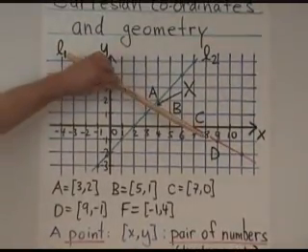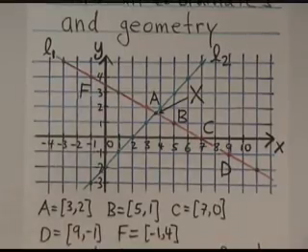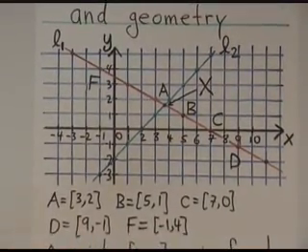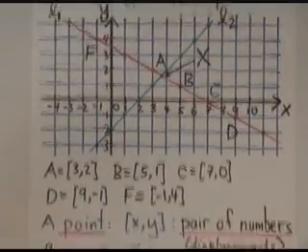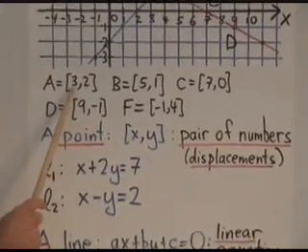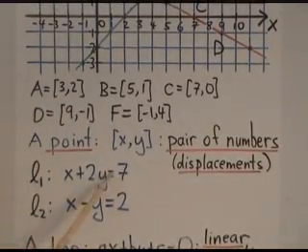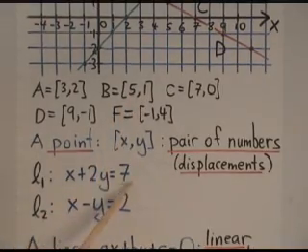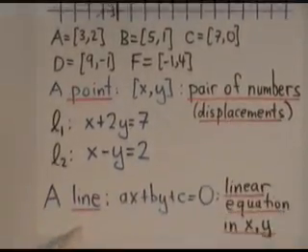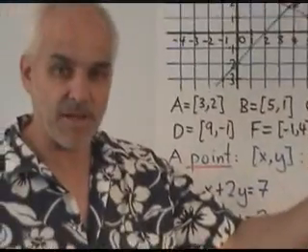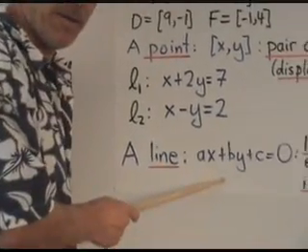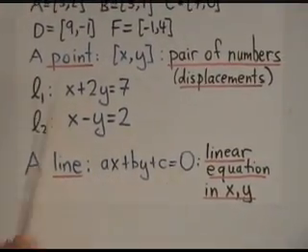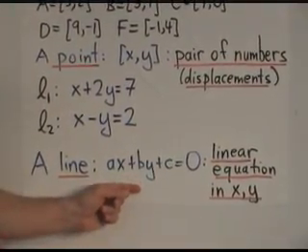A line, say the line that goes through these 5 points, is characterized by a linear equation between x and y. So every point on this line has the property that the x-coordinate plus 2 times the y-coordinate is 7. For example, for the point A, 3 plus 2 times 2 is 7. For the point B, 5 plus 2 times 1 is 7, and so on for the other points. So, a line in Cartesian coordinates is not the motion of a particle. It's not an infinite set of points. It is an equation, a linear equation in x and y of this form. That's the definition of a line.